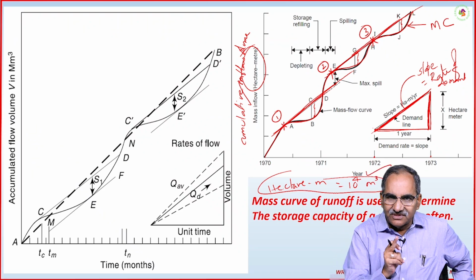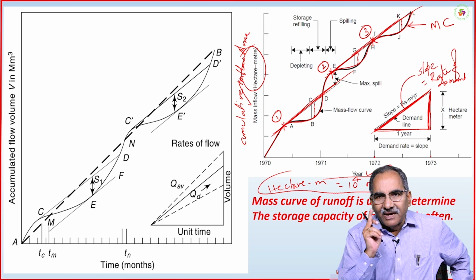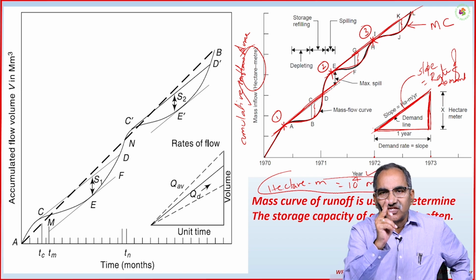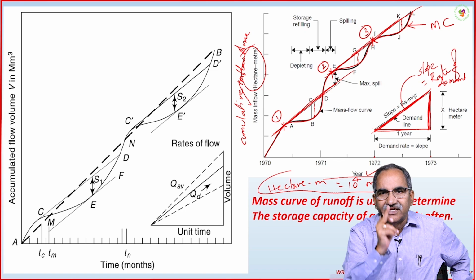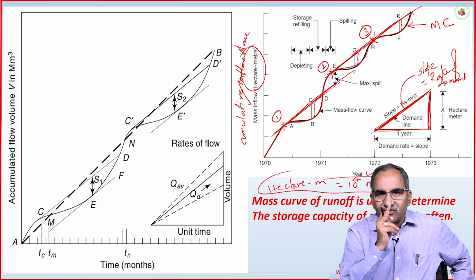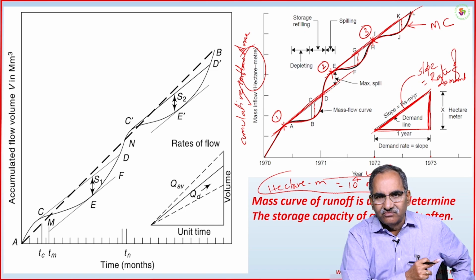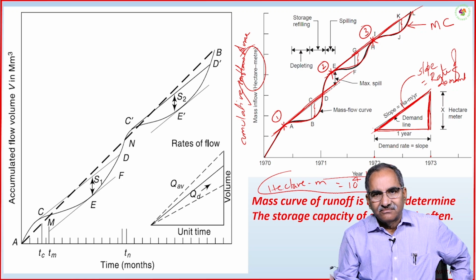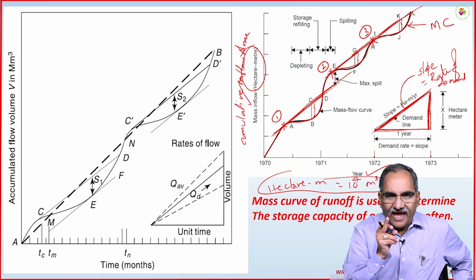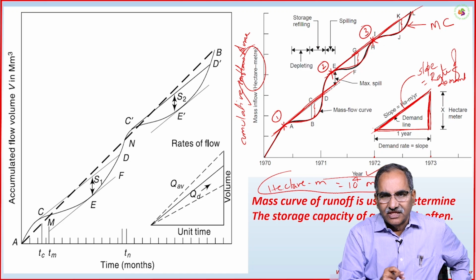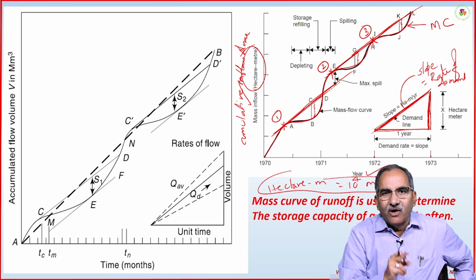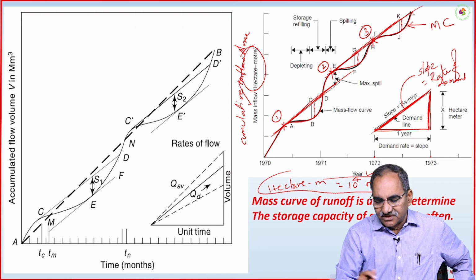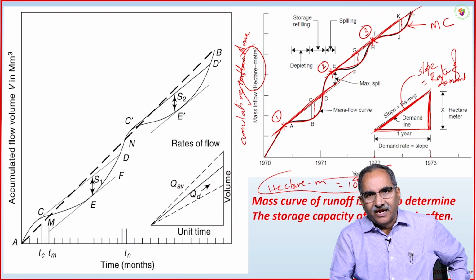Did you follow the steps? Generally, monthly or yearly data is given to you. That data is in terms of discharge units. Immediately you need to convert it into volume units. Then you need to calculate the cumulative volume. Take the month or year on the x-axis and the cumulative volume on the y-axis. Then draw the mass curve. After the mass curve, see the demand that is given. Then take a 1 year or 1 month period.